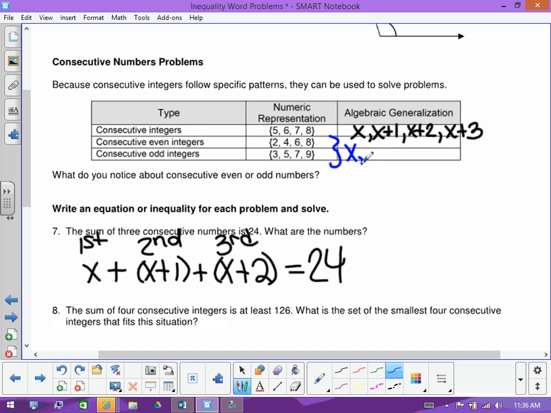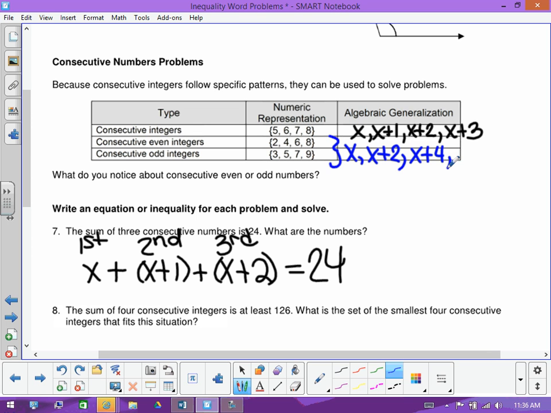So if my first number is 2, what do you add to 2 to get 4? 2. If your first number is 3, what do you add to 3 to get 5? 2. So even if you're finding odd numbers, your second one is going to be plus 2. Whether you start with 2 or 3, what do you add to it to get 6 and 7? 4. 2 plus 4 is 6. 3 plus 4 is 7. So we have to add 4.